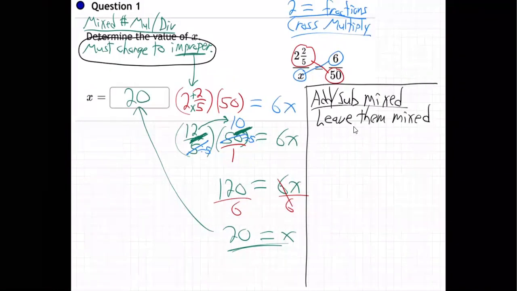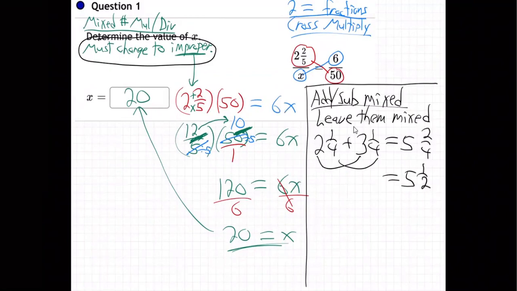We don't change them, we just leave them mixed. For example, if you have 2 1/4 plus 3 1/4, we just go 2 plus 3 is 5, 1/4 plus 1/4 is 2/4, and then we just make that 5 1/2, and we're done, right? We just leave them mixed.